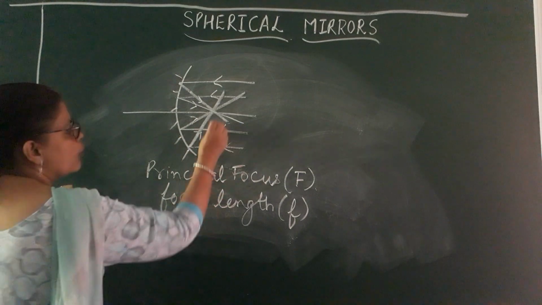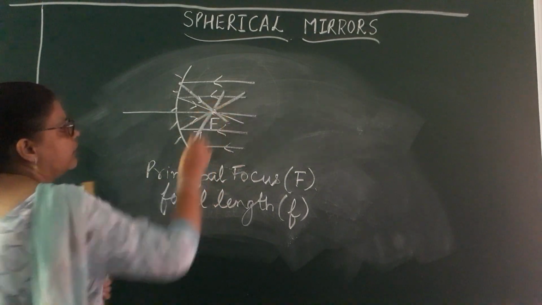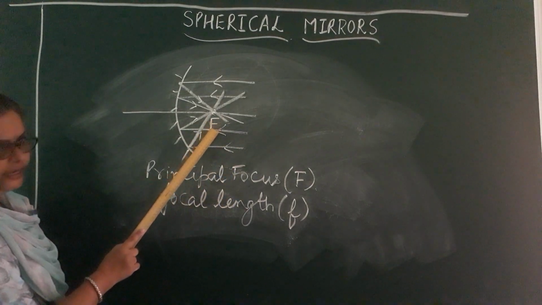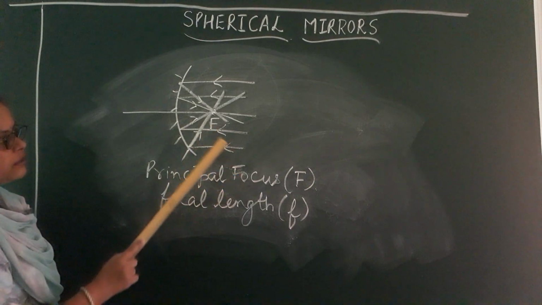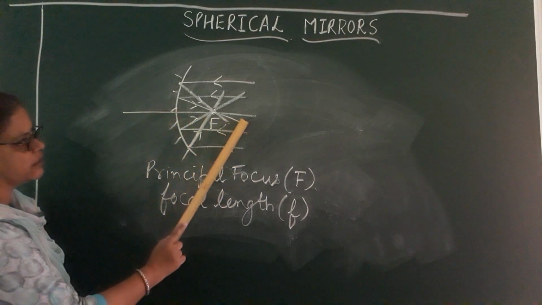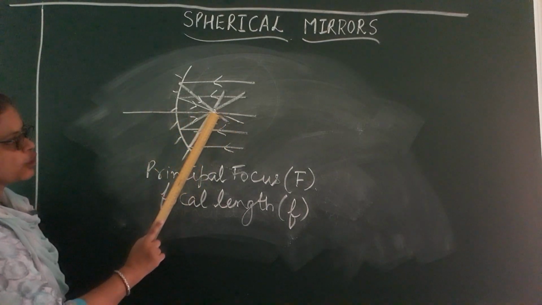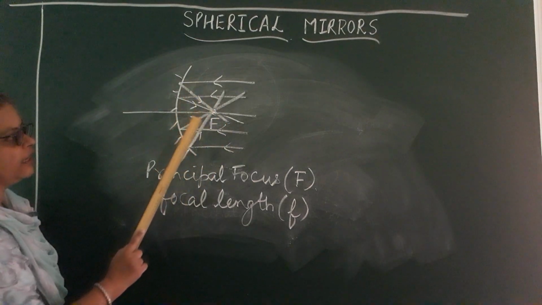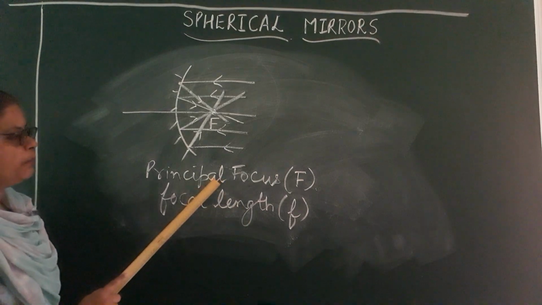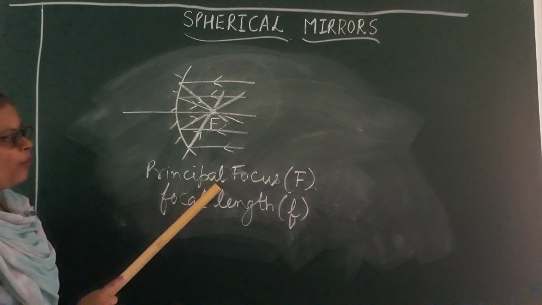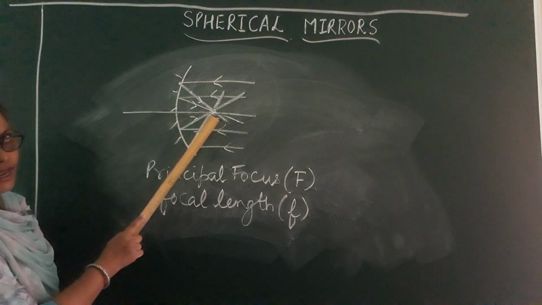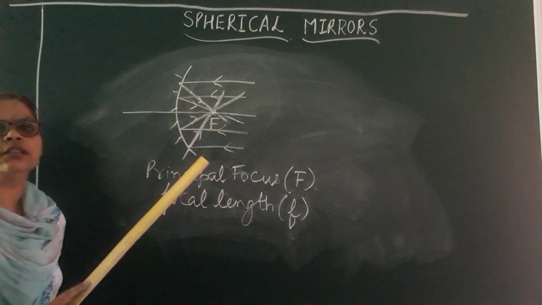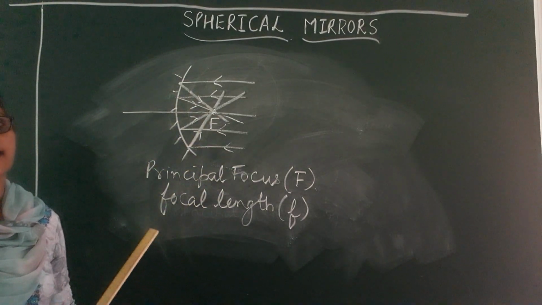I say principal focus. You can see this point, children, where all the rays are meeting. That point is known as the principal focus. So you say principal focus is a point. Principal focus is a point lying on the principal axis at which the parallel rays of light meet after getting reflected. I repeat, principal focus for a concave mirror is a point lying on the principal axis at which parallel rays of light meet after reflection from the mirror, and it is denoted by capital F.